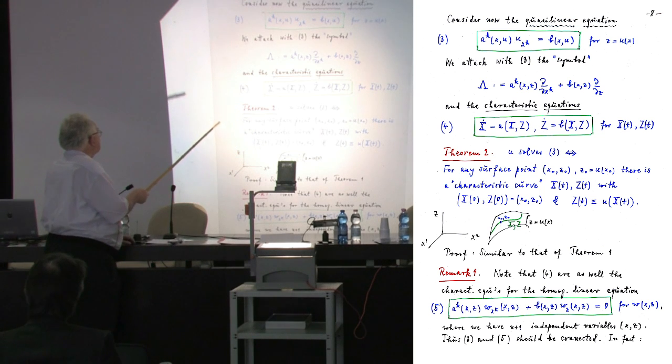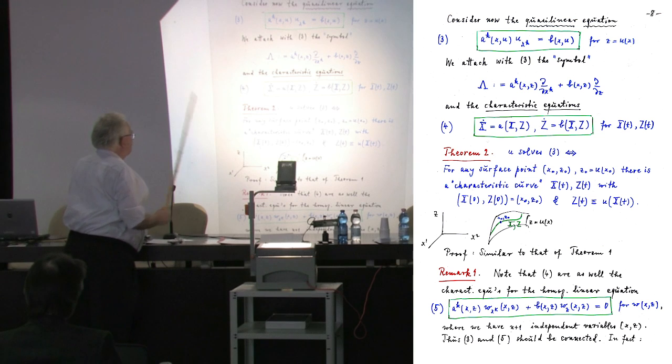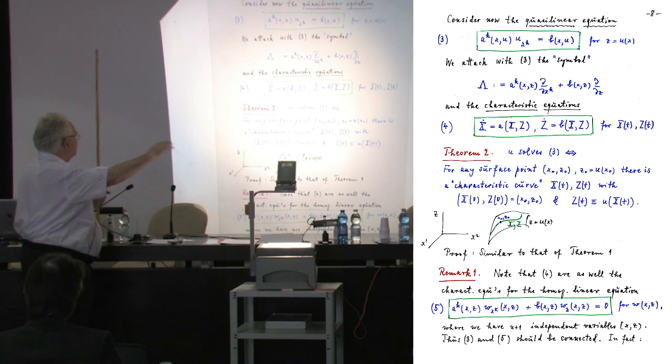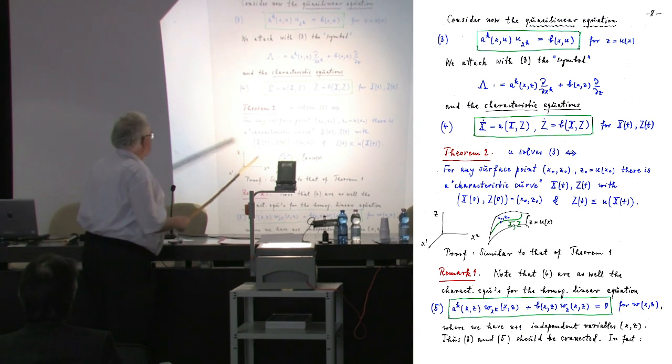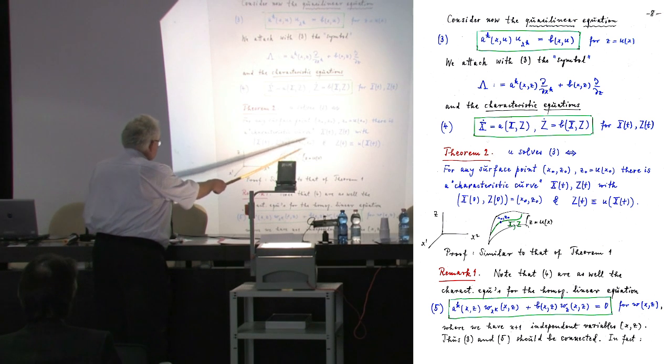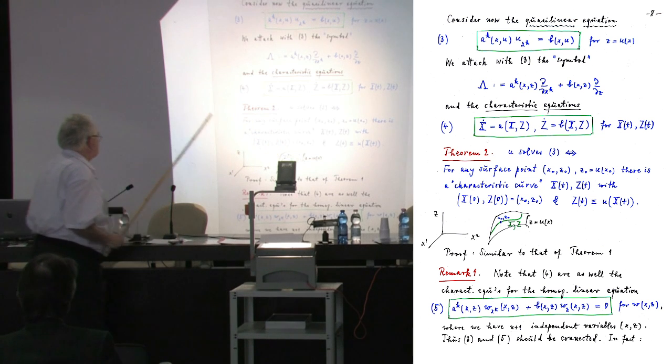U solves equation 3 if and only if on every point of the surface z equals u of x, for every such point there is a characteristic curve which runs through this point and which lies on the curve. So z of t equals u of x and t.